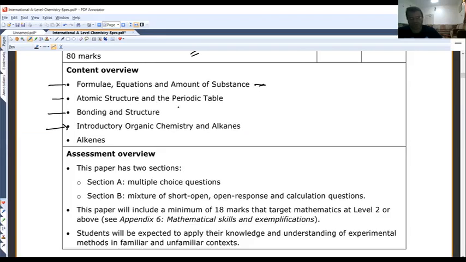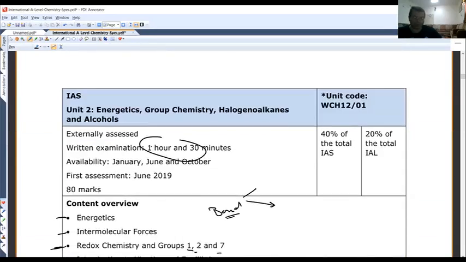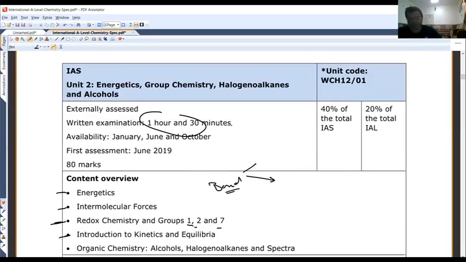Atomic structure and the periodic table, bonding, introduction to the bonding, especially the intramolecular forces. Introduction to the organic chemistry, alkanes and alkenes. This one is for unit one. For unit two, this one is also a 90 minute exam paper.